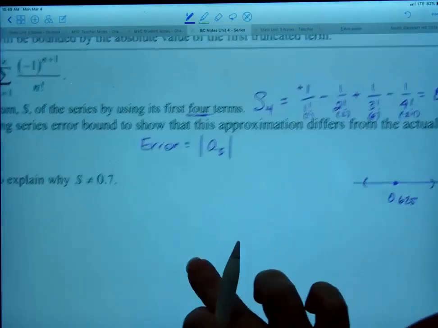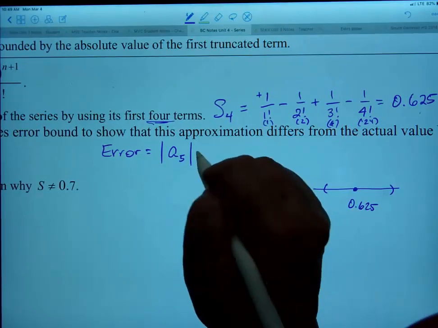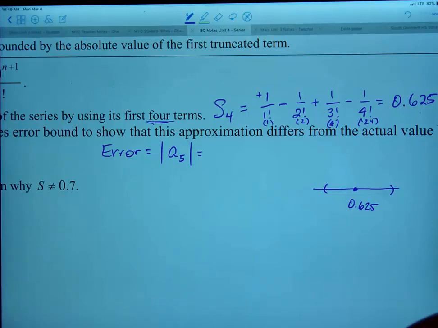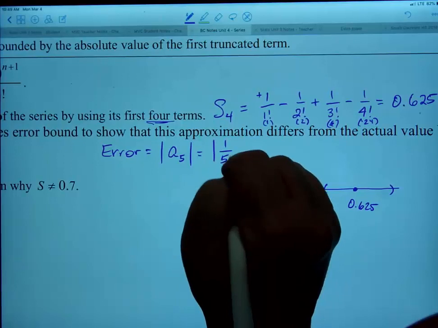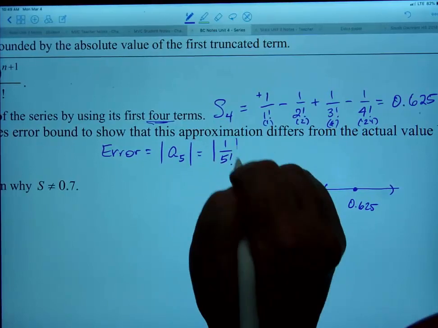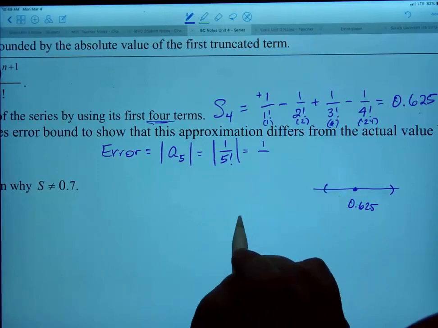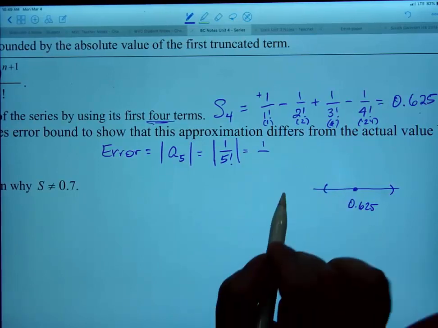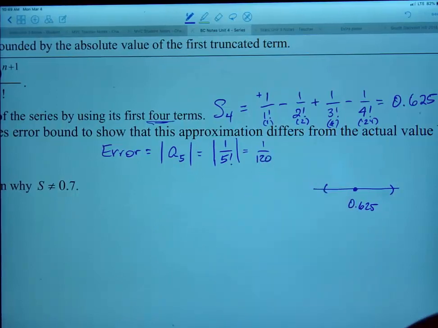Okay? So here you can see my computations for the first 4 terms. What would the next term in the sequence be? It would be 1 over 5 factorial, right? And its absolute value, which in this case would be 1 over 5 times 4 times 3 times 2 times 1 is 120. Okay? So that is the error value.